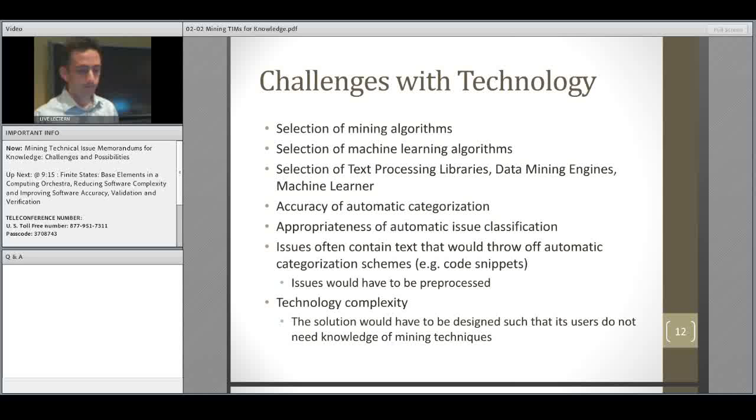Let's see. I guess I talked a little bit about issues containing text that would throw off that categorization scheme. In a lot of cases for our TIMs, we include code snippets or requirement text as an example.